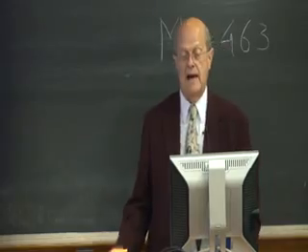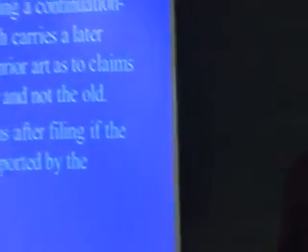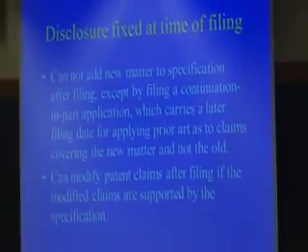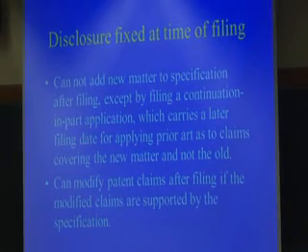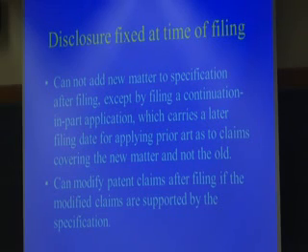When you file your patent application, that disclosure is fixed at the time of filing. You cannot add new matter to the specification after filing, except by a mechanism of filing a continuation in part application. That's a brand new application that carries a later filing date for applying prior art as to claims covering the new matter and not the old. So you can actually file a new patent application with a new filing date that has new matter in it, but that new matter isn't going to benefit from your earlier filing date.